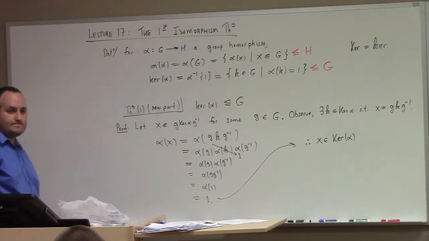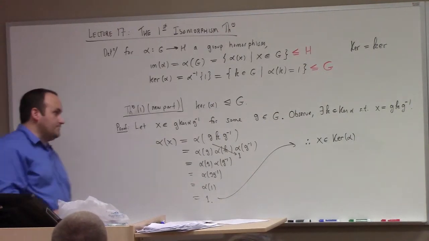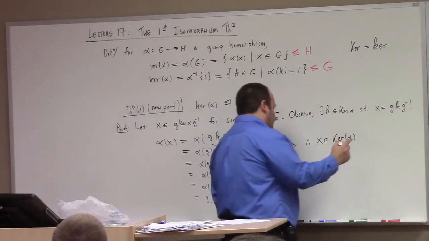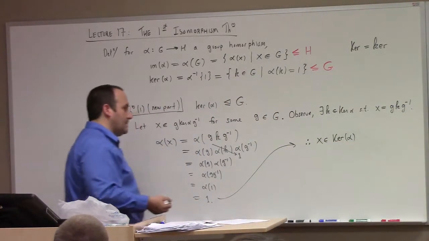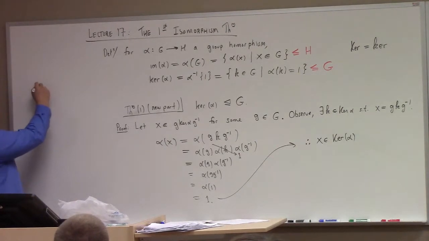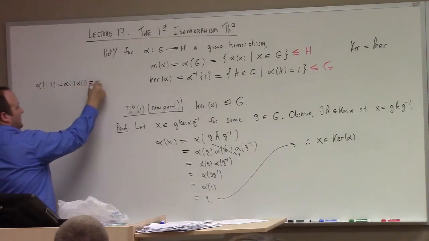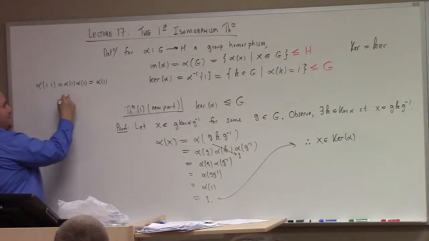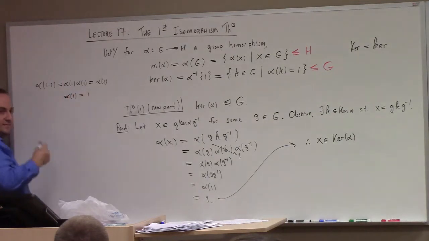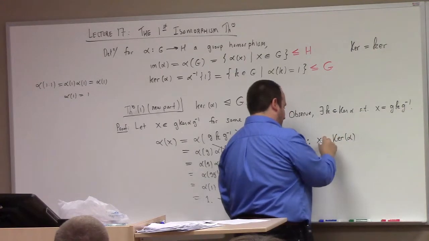Yes, sir? Yeah, alpha is a homomorphism. Day 1, we proved that a homomorphism maps the identity to the identity. Good question, though. Here's the more complete answer: alpha of 1 times 1 is alpha of 1 times alpha of 1, but it's equal to alpha of 1. Then by cancellation, we get alpha of 1 is 1. That's a less jerky answer.